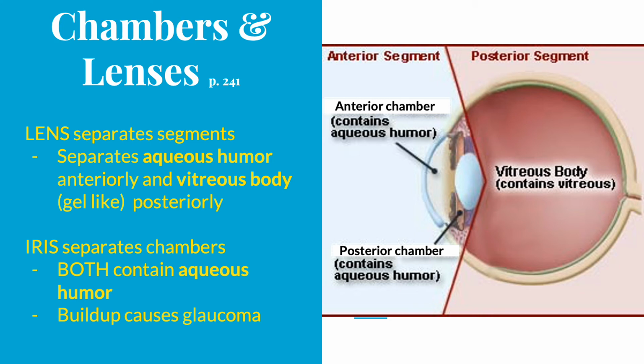Then your anterior segment is further subdivided into two chambers. So you've got your anterior chamber and your posterior chamber. And the iris is what separates those two. So fluid is actually created in the posterior chamber of the anterior segment by that ciliary body, which you'll get into more details about next try. It's created in that posterior chamber, flows through the pupil, because remember that's just a hole in the iris, and it goes into that anterior chamber. So a buildup of that aqueous humor is what causes glaucoma.